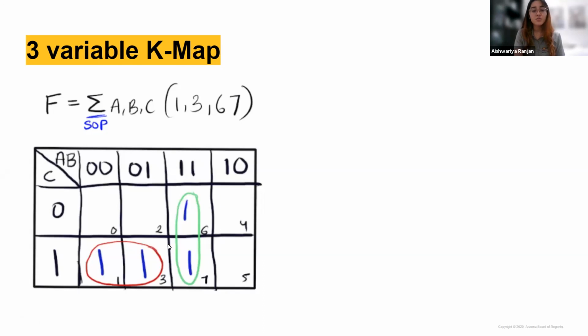So these are the 2 biggest groups we can make. So now we'll express them. For this red group, the easiest, smallest way in which I could express it is as A bar C, because it's in the 2 columns where A is a 0. So it doesn't matter what B is. So A bar, and then it's in the row where C is 1. So these 2 ones can be expressed as A bar C.